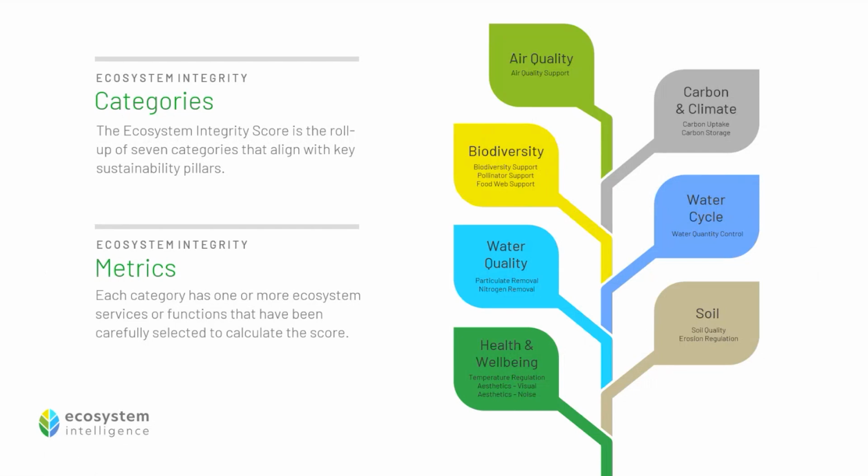Okay, so how do we calculate the ecosystem integrity score? It's a combination of all of the services that are feeding into the category that you see.